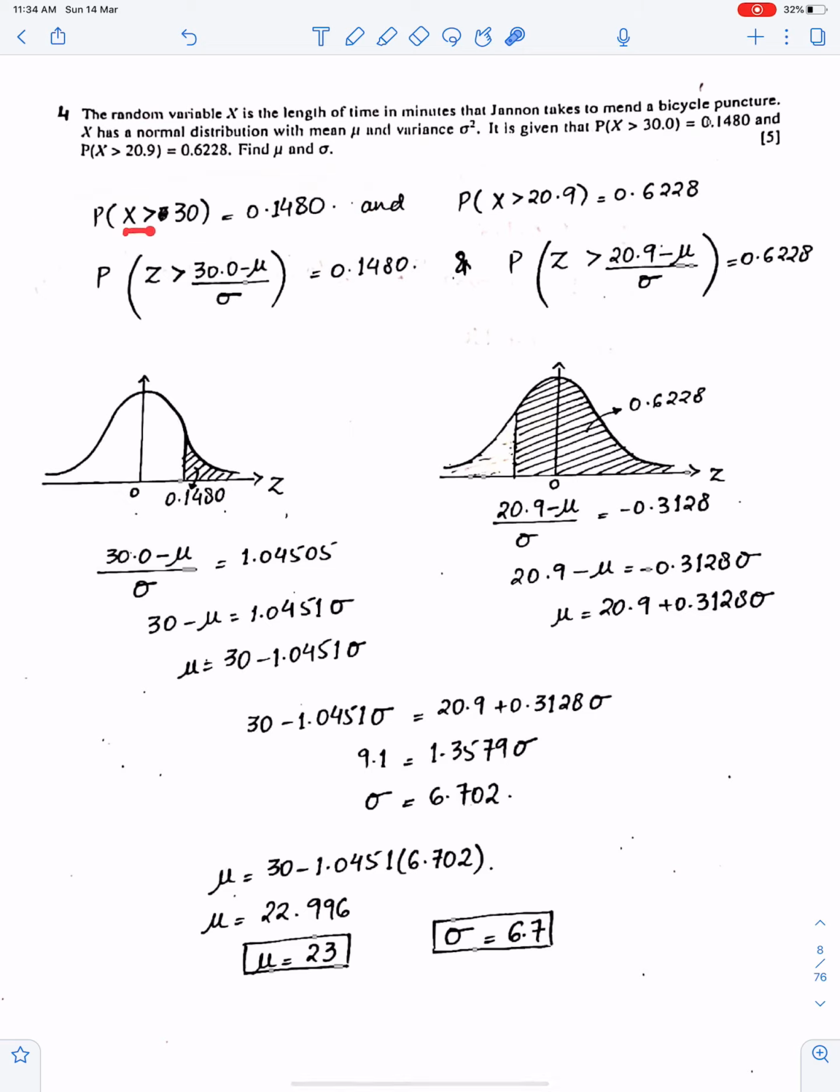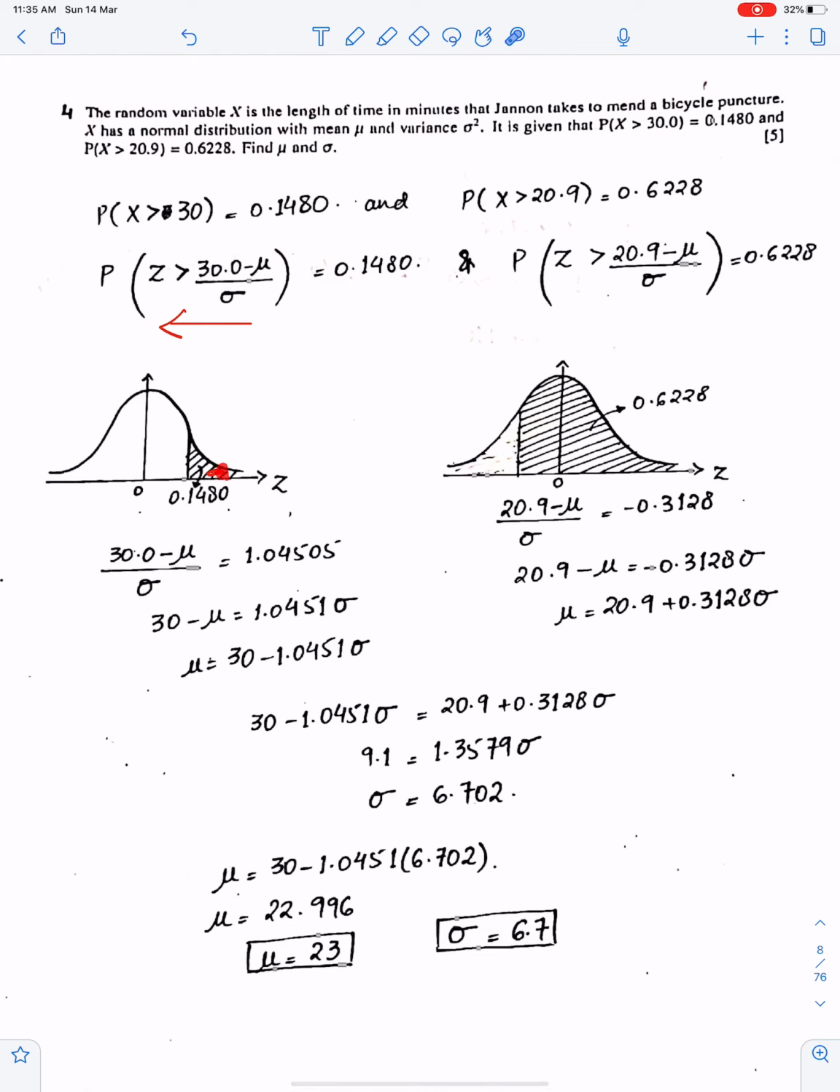First convert x into z here and here. Now let's focus on this equation first. Now you need to shade this area. Since we have the greater sign, we have to shade this area in this way, from upper tail towards lower tail. So this is the required area. And get the phi inverse of this. The phi inverse of this is 1.04505. This student is using the latest model calculator, and she got this value.